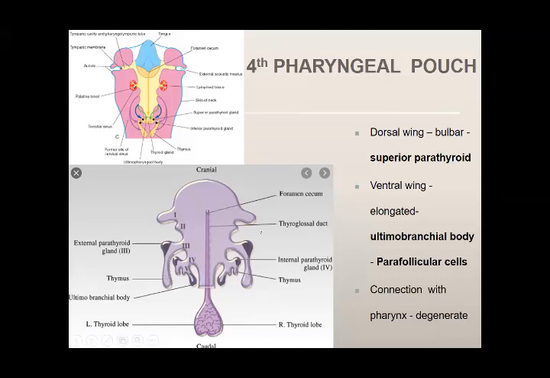And the connection of the pouch with the pharynx, this connection degenerates. This connection degenerates.